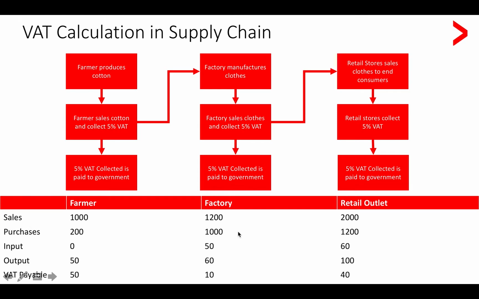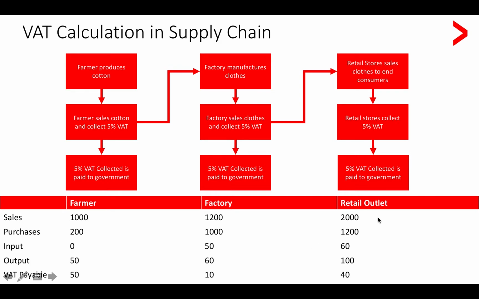If we look at the factory, it produces clothes and sells those clothes to the retail store. In that case, the sales for the factory is $1,200. As the factory is a VAT supplier, they charge $60 on the sales. So that means the input VAT and output VAT difference is $10, which is required to be payable to the government.